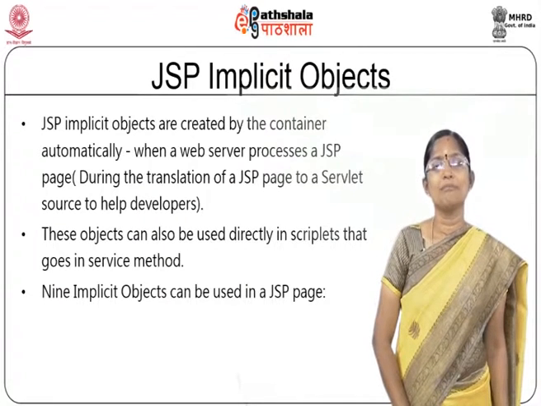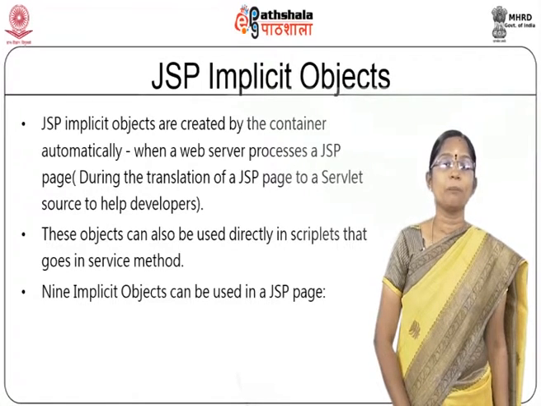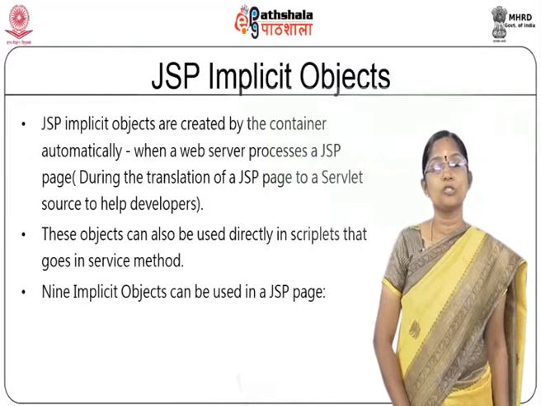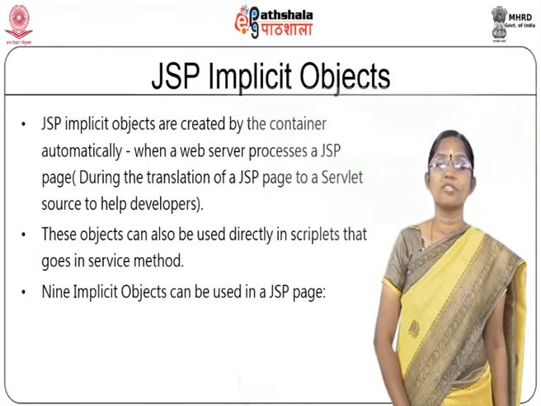Let us see what an implicit object is. JSP implicit objects are created by the web container automatically when a web server processes a JSP page. Whenever a JSP page is invoked, it is processed by the web server, and during the processing these implicit objects are created by the web container automatically. This takes place during the translation of a JSP page to servlet source. Normally, these implicit objects can be used directly in scriptlets in service methods.